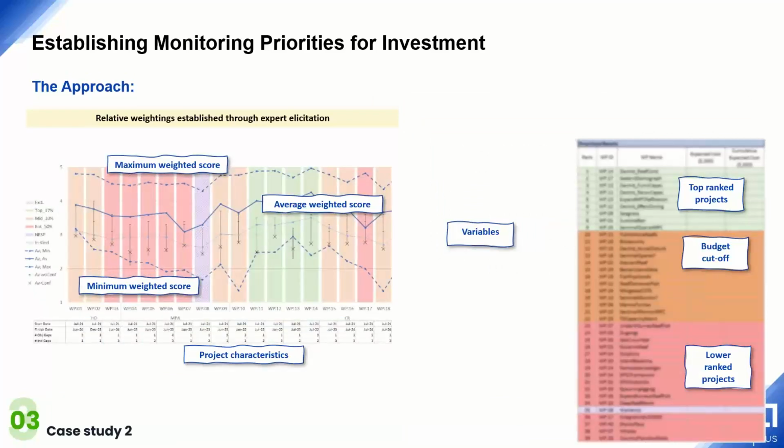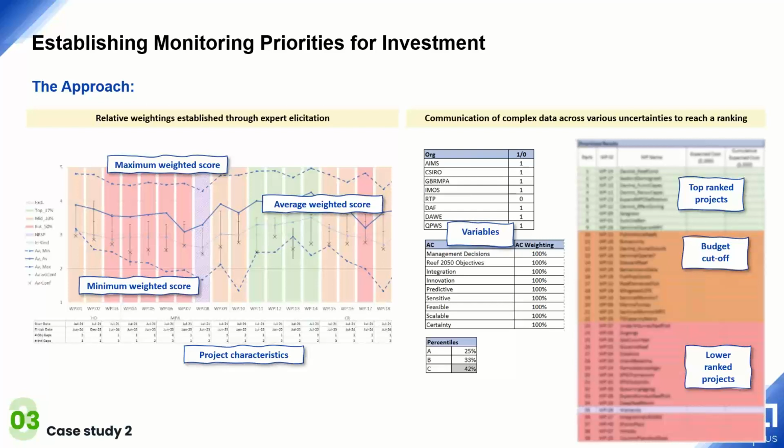On the left, we can see, similar to case study 1, relative weightings were established through expert elicitation. This was a slightly more complex discussion here, where we had concepts of what was the maximum score for each of these work packages amongst the experts that assessed it. What was the minimum score? What was the average? And some other more detailed statistics in between.